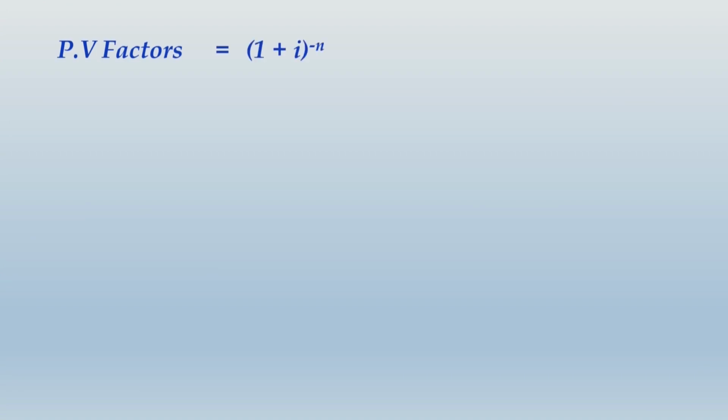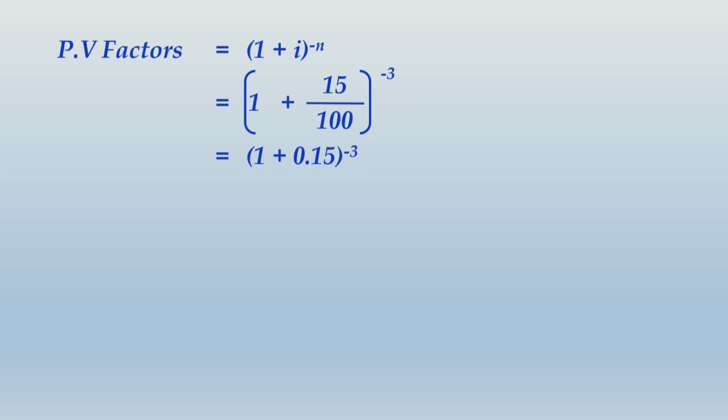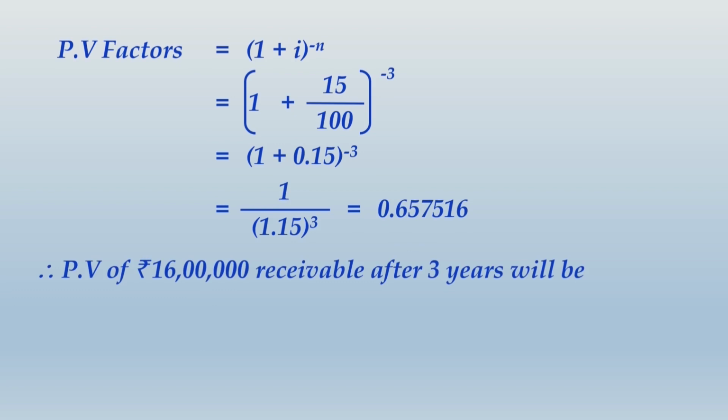Here also you will present the solution exactly in the same way. Here the interest rate is 15%, so it will be 15 by 100 or 0.15. So it will be 1 plus 0.15 raised to minus 3 or 1 upon 1.15 raised to 3, which will be the PV factor. Now if you have to compute this PV factor on your calculator, what you need to do is 1 divided by 1.15 and press equal to 3 times. You will be getting that factor as 0.657516.